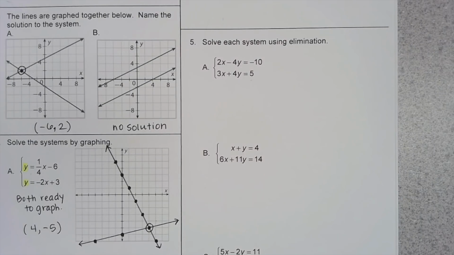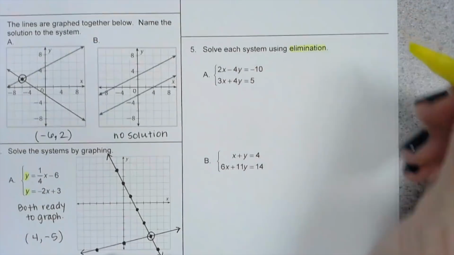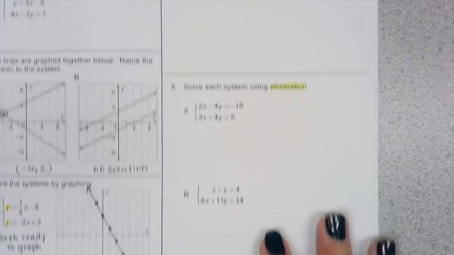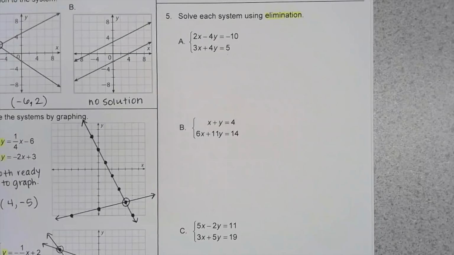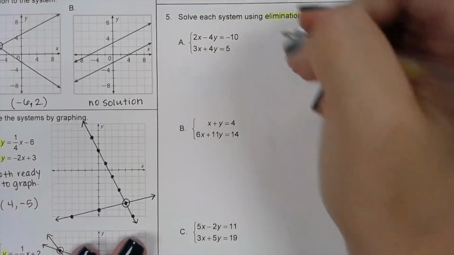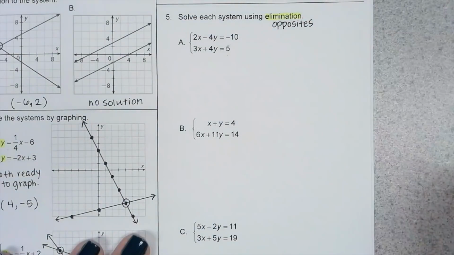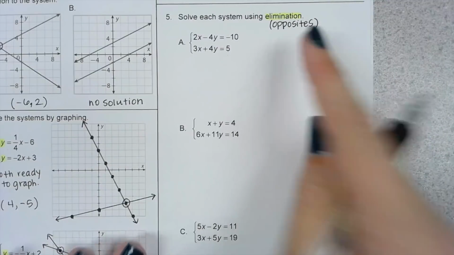Question number 5 asks you to solve each system using elimination. It's actually helpful for me to point out here that elimination is a different method than substitution was. And so when you're doing your work for these questions today for A, B, and C on elimination, you want to make sure you switch and use the other method. Elimination is the one where you look for opposites, because opposites cross out. And so make sure that as you're doing these, you're looking for opposites or you're creating opposites.